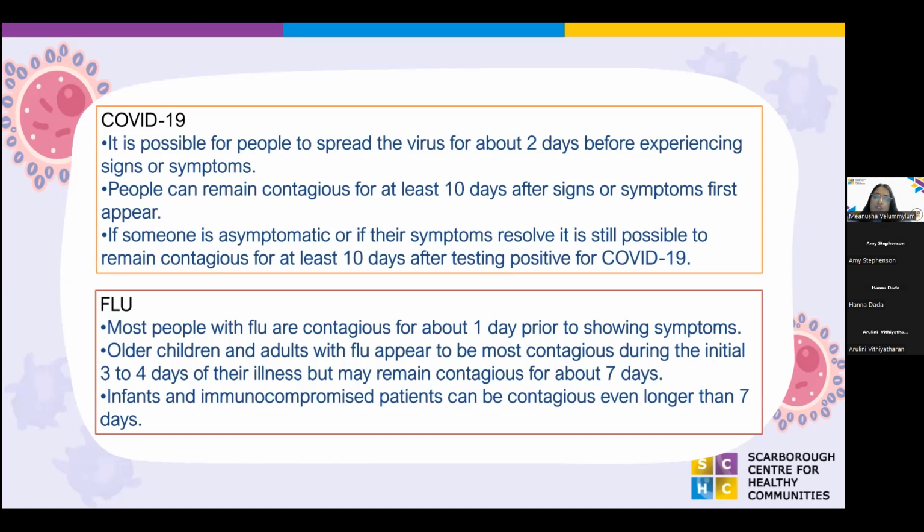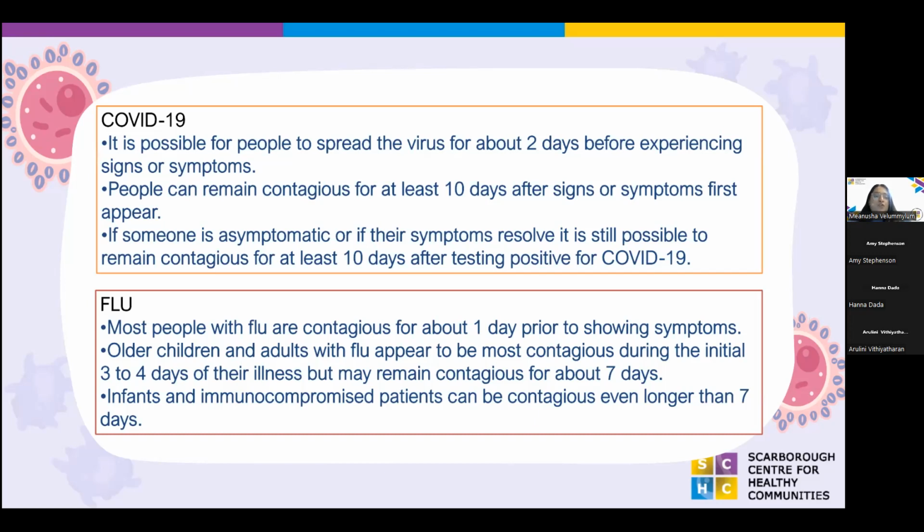For the flu, most people with flu are contagious for about 1 day prior to showing symptoms. Older children and adults with flu are most contagious during the initial 3 to 4 days of their illness, but they can remain contagious for about 7 days. Infants and those who are immunocompromised can be contagious even longer than 7 days.